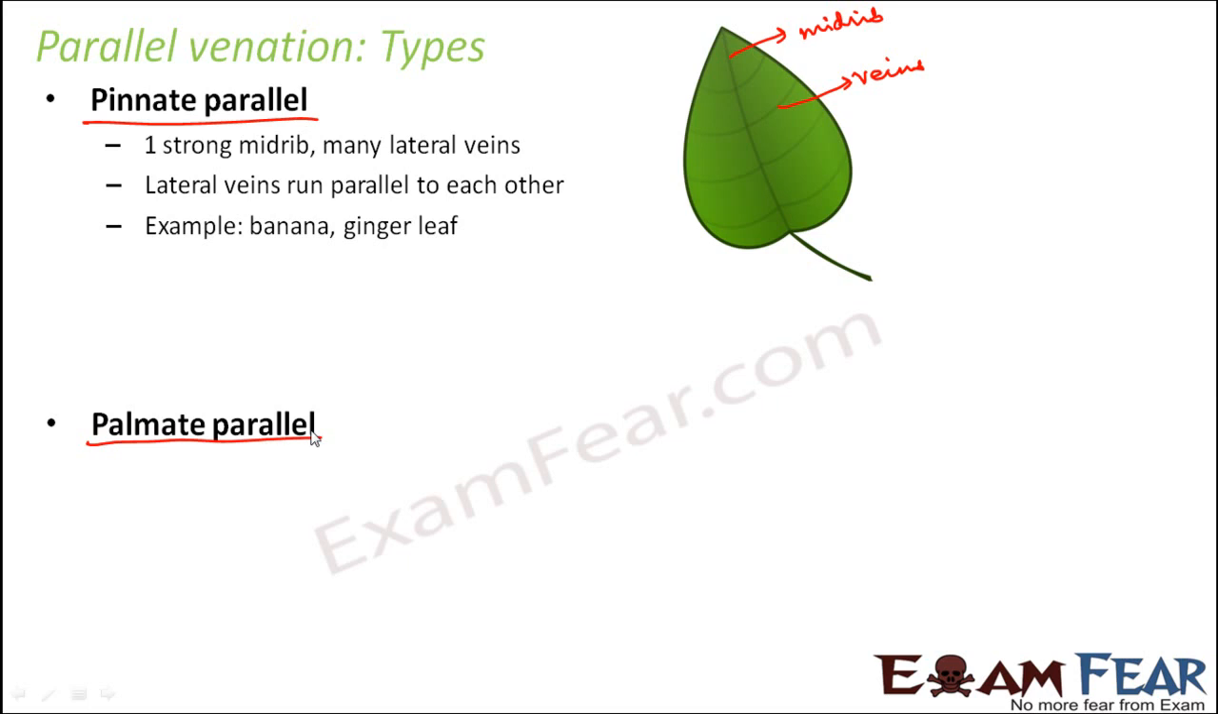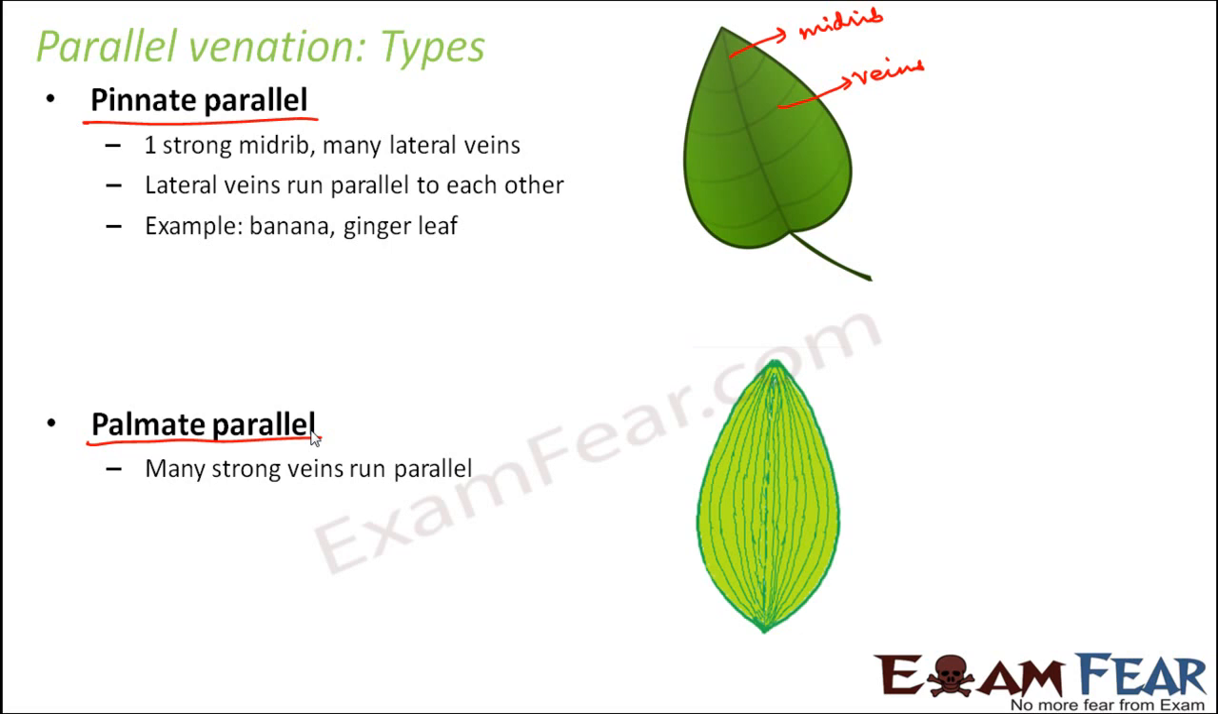Whenever the word palmate comes, it means there are many strong ribs. And when it is palmate parallel, that means many strong ribs plus the lateral veins are parallel to each other. So many strong veins run parallel to each other. For example, here you can see these lines, they are all strong veins, and these veins are all running almost parallel to each other. So this is palmate parallel.